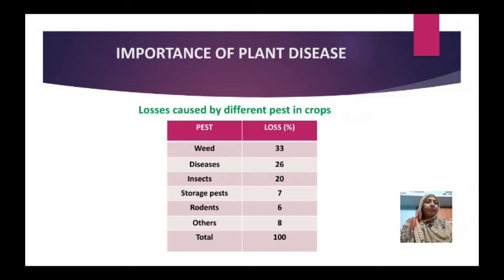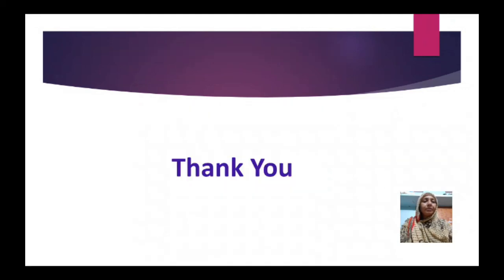In this chart, we can see the losses caused by different pests in crops. The percentage of losses is as follows: because of weeds 33% losses occur, because of diseases 26%, due to insects 20%, because of storage pests 7%, rodents are responsible for 6% of the losses, and others account for 8% of the losses.